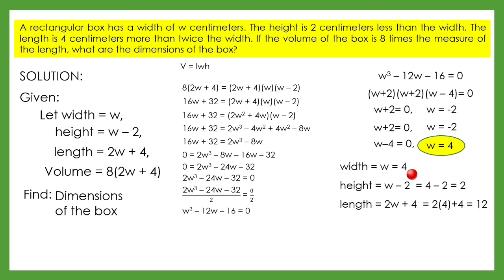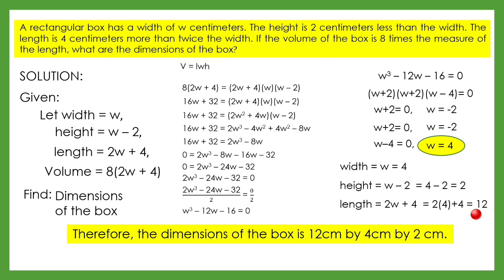So, ang width natin is 4 centimeters. Ang height is 2 centimeters. And then, yung length is 12 centimeters. Therefore, the dimensions of the box is 12 centimeters by 4 centimeters by 2 centimeters. So, yung 12 length, yung 4 width, and then yung height is 2.